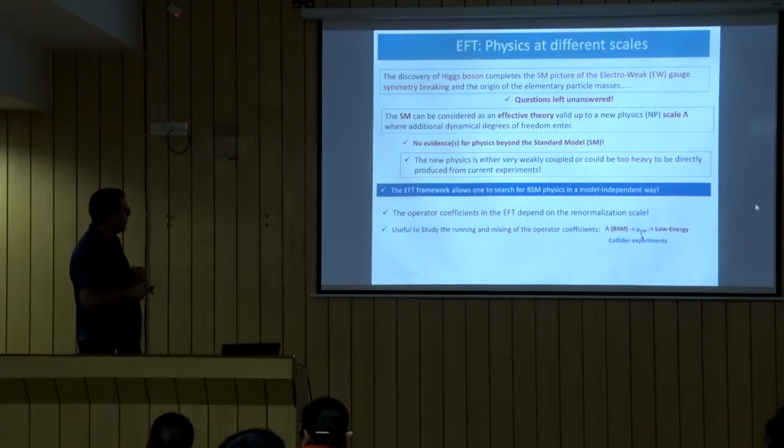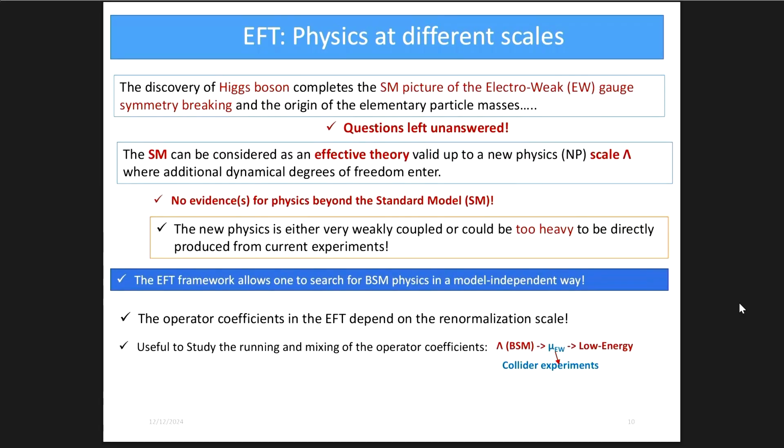Therefore, it is useful to study the running and the mixing of operator coefficients. You can start with the BSM scale, run it to the electroweak scale where the experiments are going on now, and further connect it to the low energy where you also have a lot of data and further experiments are going on. So that is the idea.